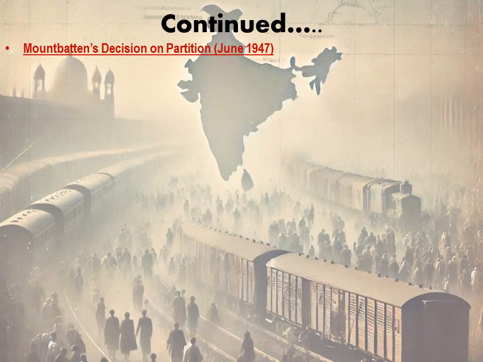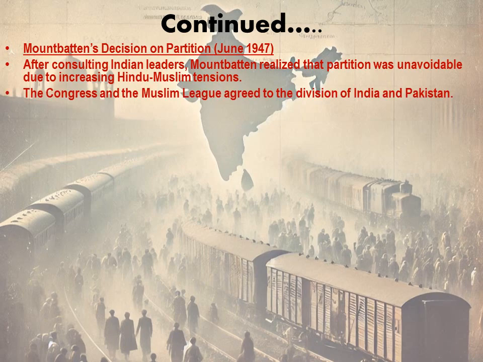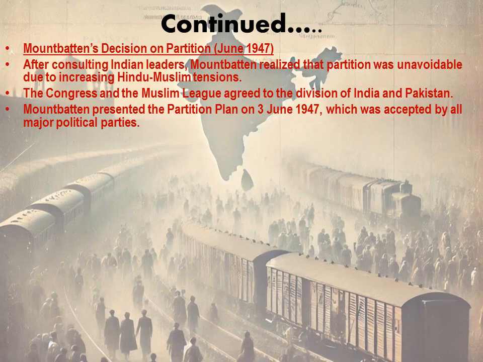Continued. Mountbatten's decision on partition, June 1947. After consulting Indian leaders, Mountbatten realized that partition was unavoidable due to increasing Hindu Muslim tensions. The Congress and the Muslim League agreed to the division of India and Pakistan. Mountbatten presented the partition plan on 3rd June 1947, which was accepted by all major political parties.